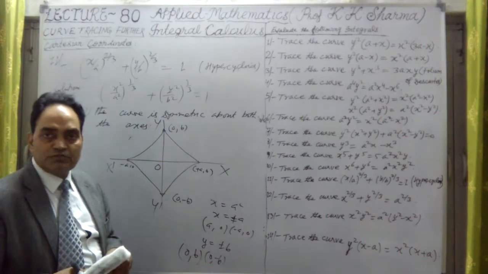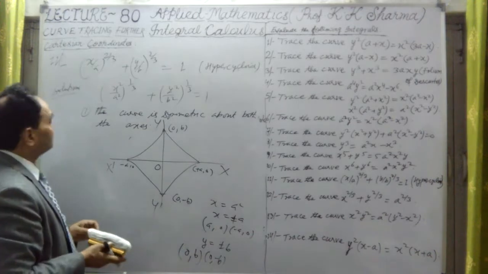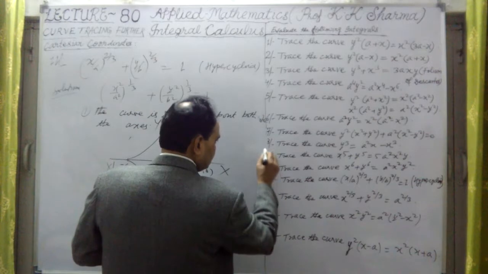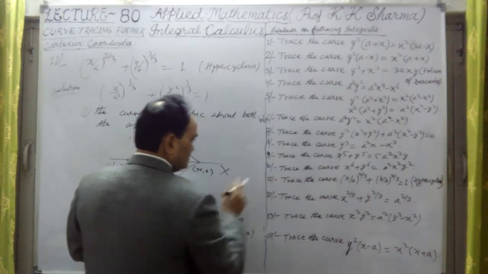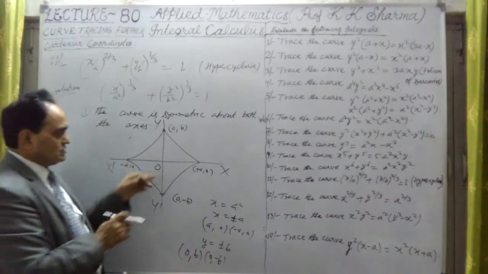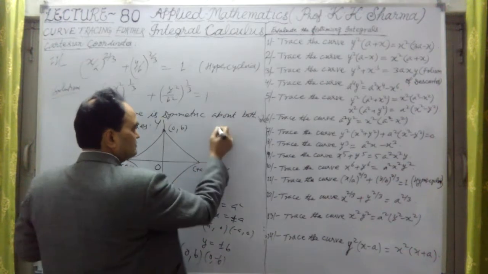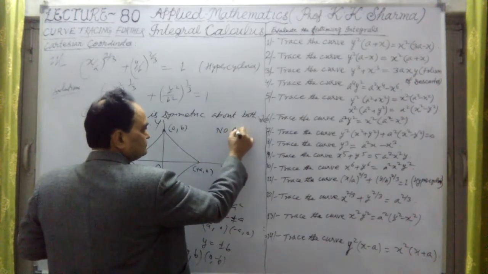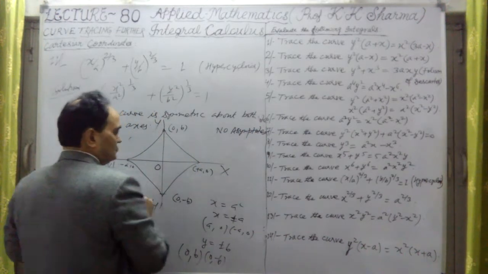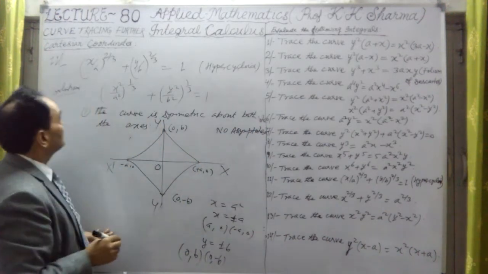This is what we have obtained as the shape of question number 11. The curve is traced in this way. Okay, this was question number 10 here. We have solved this equation. There are no asymptotes here, because the curve is not meeting at intercepts. No asymptotes. This is the shape of question number 11.